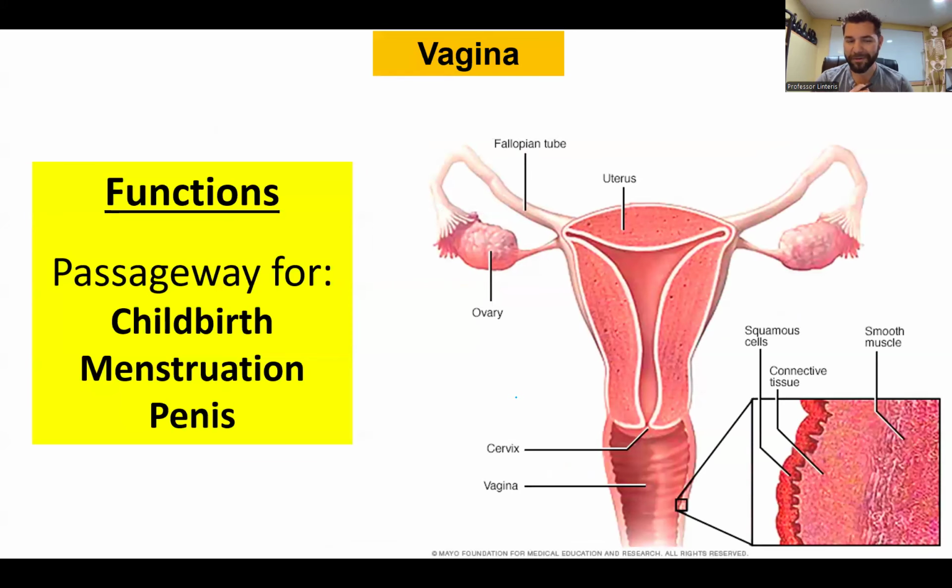So let's break down each one. Looking first at the vagina, it serves as a passageway, primarily for childbirth, right? That's the pathway that the baby's going to take. If it's growing in here, it's going to come out the cervix. In addition, menstruation, once a month when we remove the inner layer of the endometrium, as well as that secondary oocyte, it's going to come out this way, as well as for sexual reproduction, the penis, right? That's how the sperm's going to get in through the cervix, into the uterus, and possibly fertilization in that fallopian tube. Possibly not.